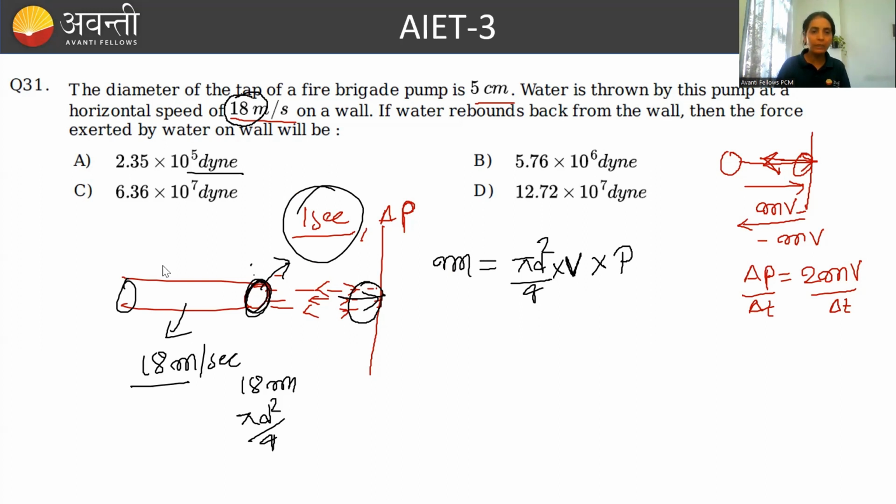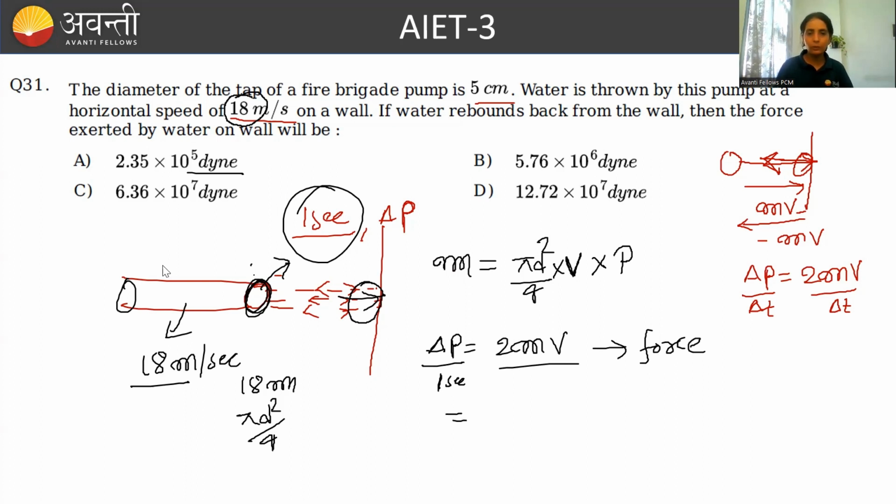So initial momentum of this mass will be equal to how much? mv. Final momentum will be minus mv. Change in momentum 2mv. Done. And this change in momentum is 2mv in what amount of time? In 1 second. So this is by 1 second, delta p by delta t. So this is nothing but equal to force. Okay. So put the value now and you will get the answer.